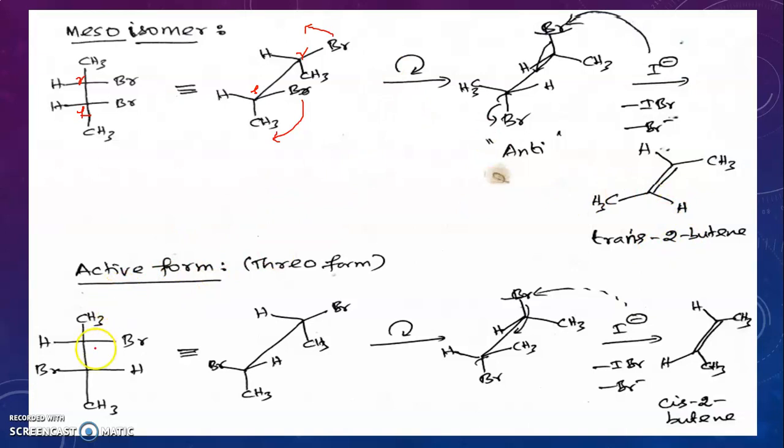Similarly, if you take the active form, also called the threo form, this is the Fischer projection of the threo form. Convert the Fischer projection into Sawhorse as we did before. In the front carbon, keep the methyl down, bromine left, hydrogen right. Then in the rear carbon, hydrogen is present left, bromine is right, so keep it as such, and the methyl group should be folded down.